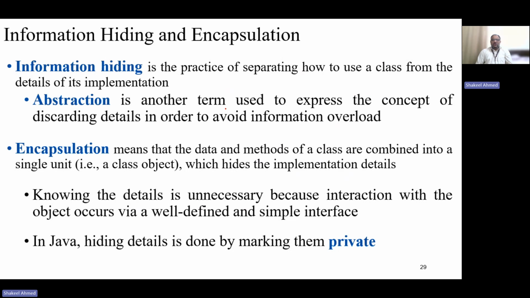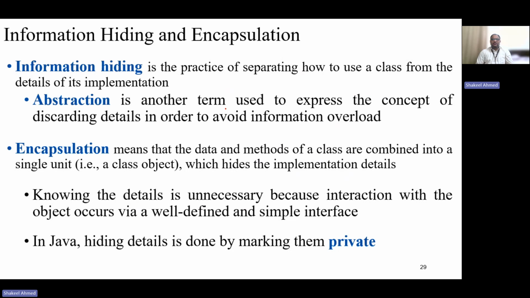So that's where we call this an abstraction. We use the word abstraction or information hiding. It is another term used to express the concept of discarding details in order to avoid information overload. So we don't want that information to be passed on to the other classes. We are hiding information from one object to another object by defining it.